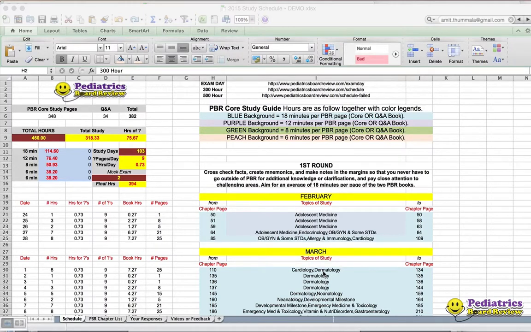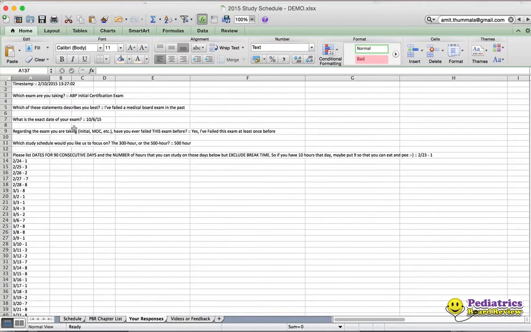So in general, the way that we start is we get a bunch of responses from you. You tell us which exam you're taking, what some of your priorities are, which particular schedule you're going to be focusing on overall. It doesn't necessarily mean that we are going to be able to put in that entire schedule within your 90-day schedule, because that completely depends on how much time you have available within those 90 days. But it is good for us to have an idea as to how many hours you're planning on studying.